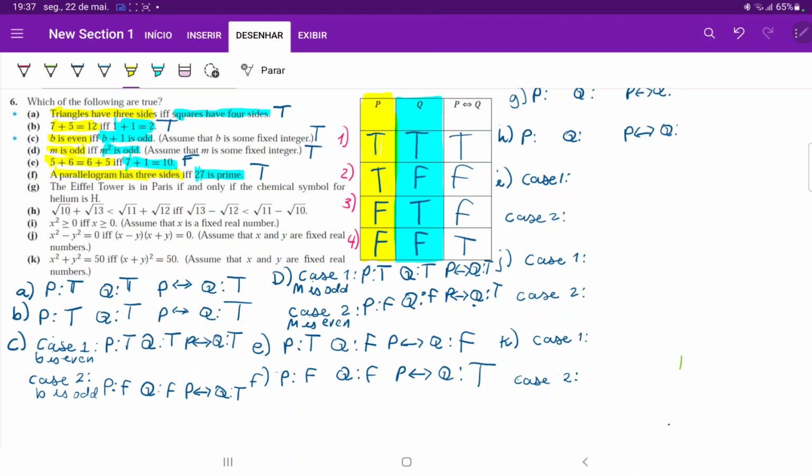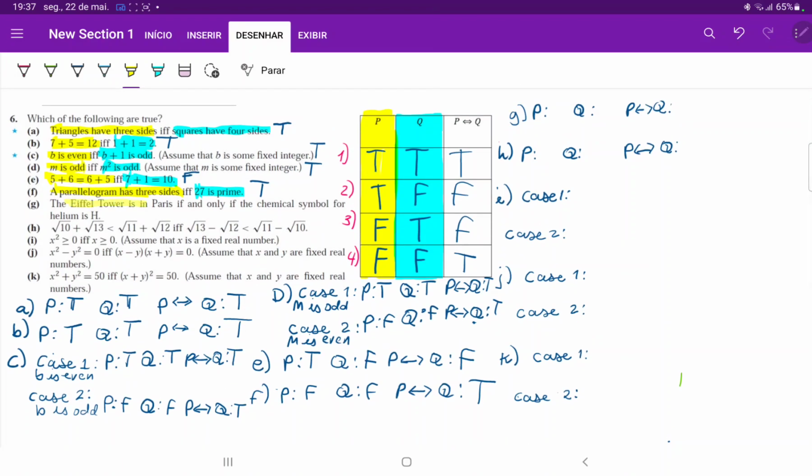Let's go to G now, where we have the Eiffel Tower is in Paris. That's our P. So I'm going to highlight this in yellow. Eiffel Tower is in Paris. That's our P. And P is true because it is in Paris. What about Q? Q is the chemical symbol for helium is H. And that one is false because H is for hydrogen. Helium is He. So Q is false, and therefore the biconditional, by row number 2 where we have true, false, false, is false. So we're going to put a false here.